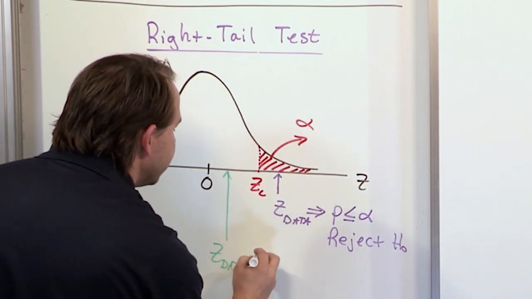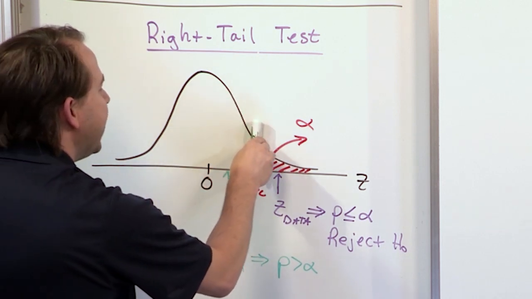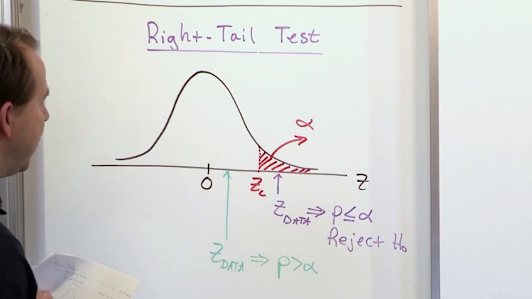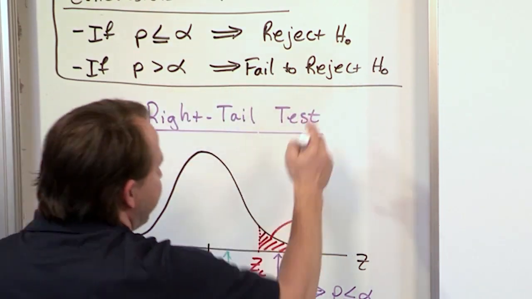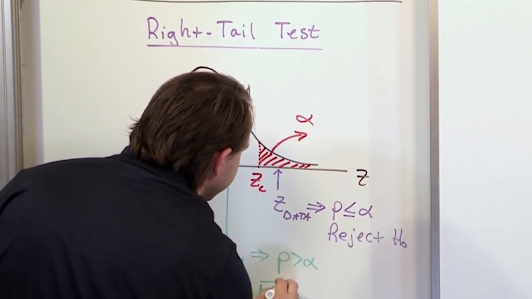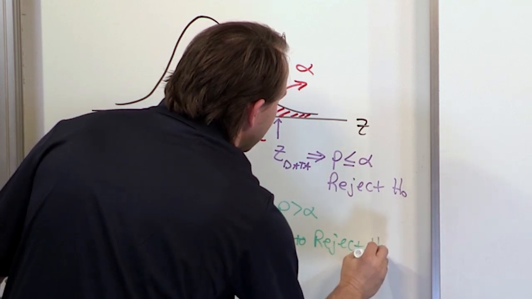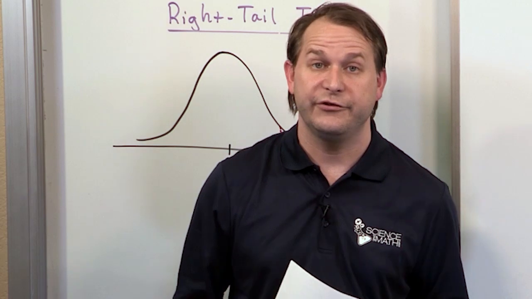So in this case, p would be greater than alpha because the area from my data to the right would be greater than the level of significance alpha. So because p is greater than alpha, I would fail to reject H naught. I cannot stress enough to you how you really need to understand this, all right?